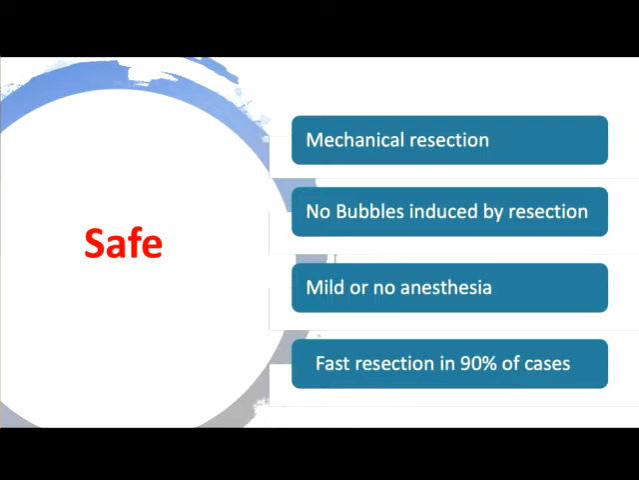So why is the shaver safe? First of all, because it's a mechanical resection, so you don't involve electricity. You have no electrical loop inside the uterine cavity, and if you think about it, to have a free loop inside the uterus is a really very dangerous situation. So you really need to be a very good and trained hysteroscopist to use the resectoscope.